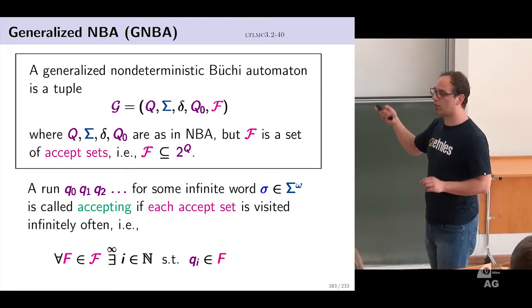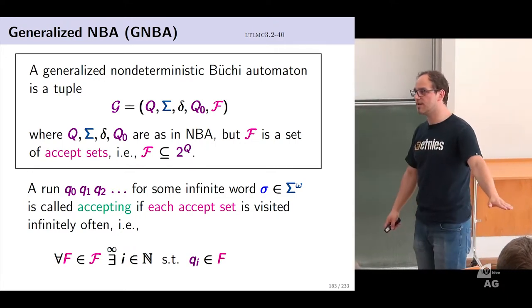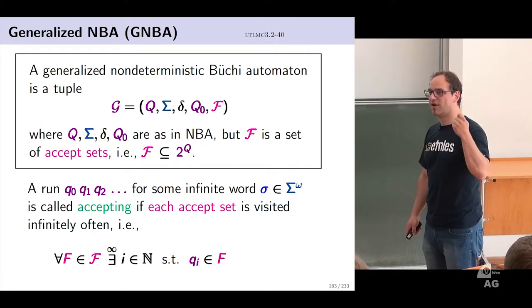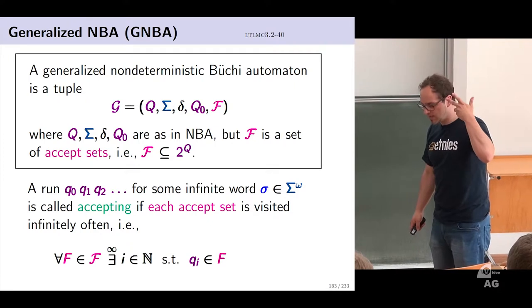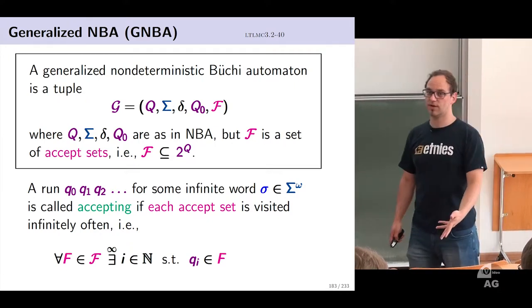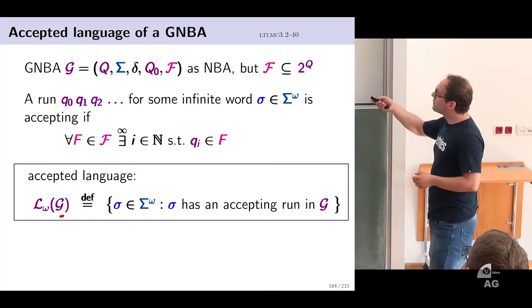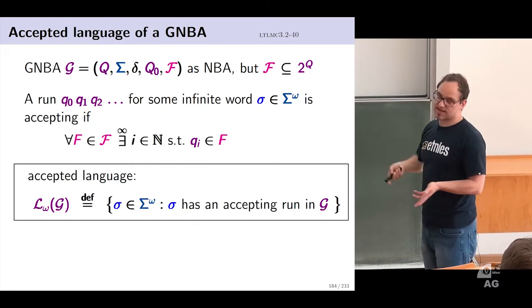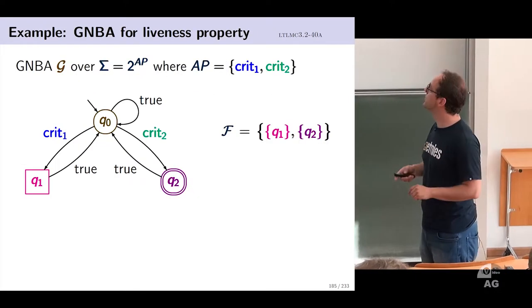Okay, that's important. So generalized non-deterministic Büchi automata (GNBA). Everything is the same as non-deterministic Büchi automata, but we have sets of accepting states, and in order to be accepting, we need to visit all of them infinitely often. Very straightforward. What's the language accepted by a GNBA? Well, it's the set of words that has an accepting run. It's the same as before, we just changed the acceptance condition.